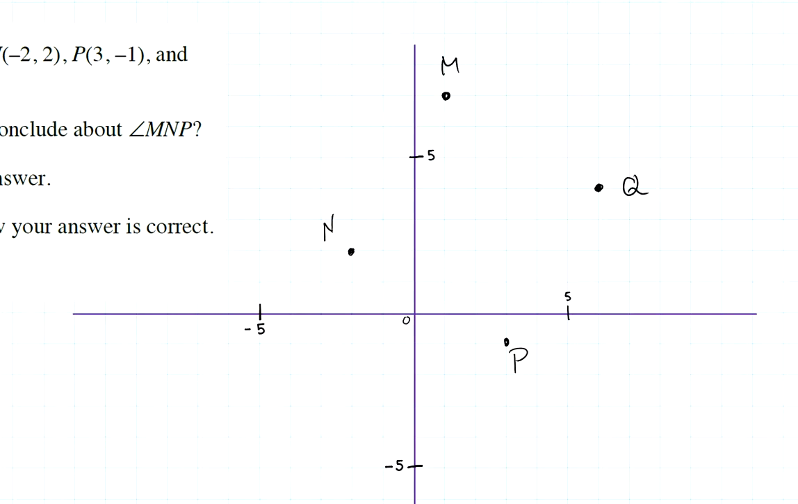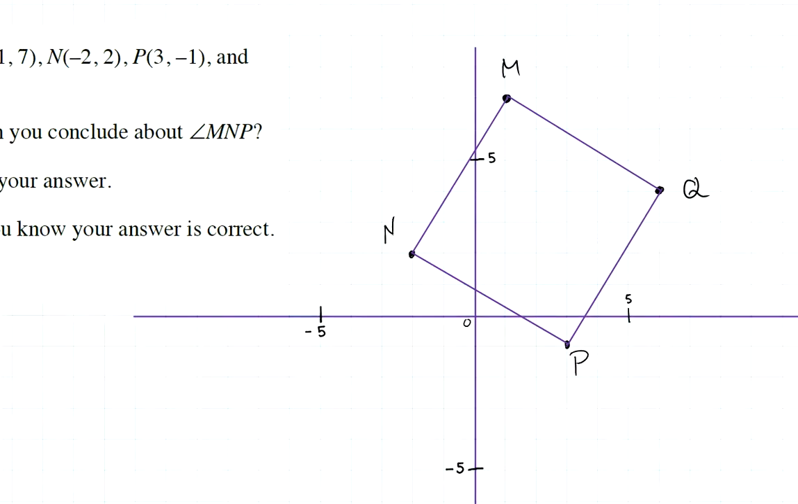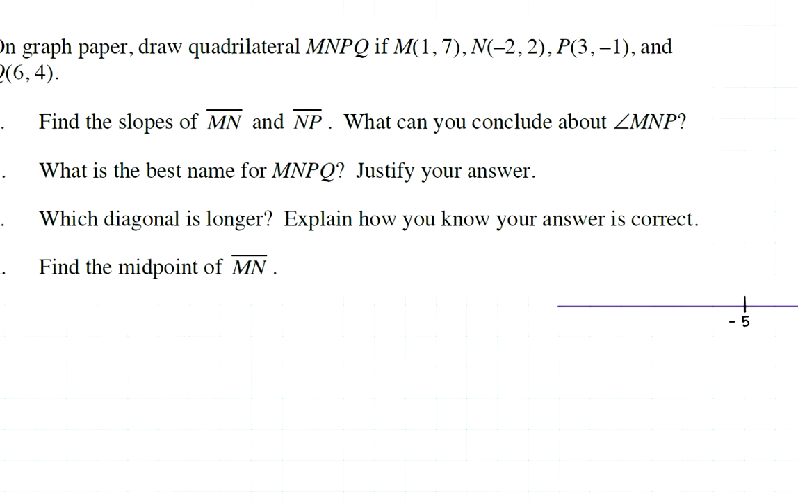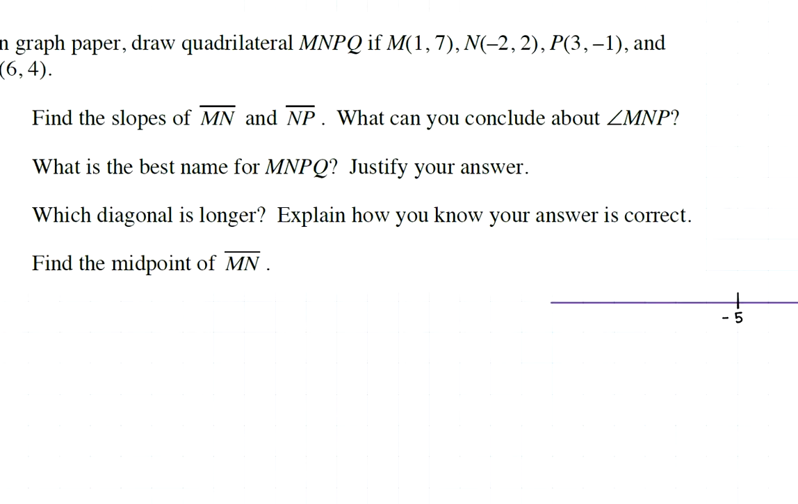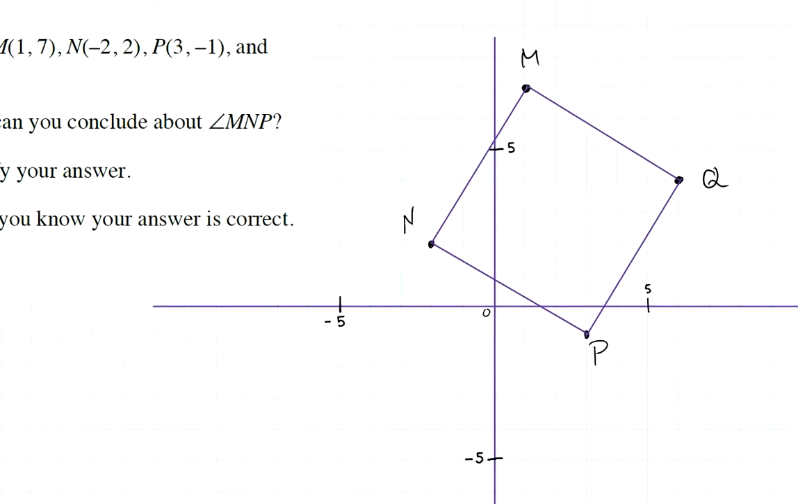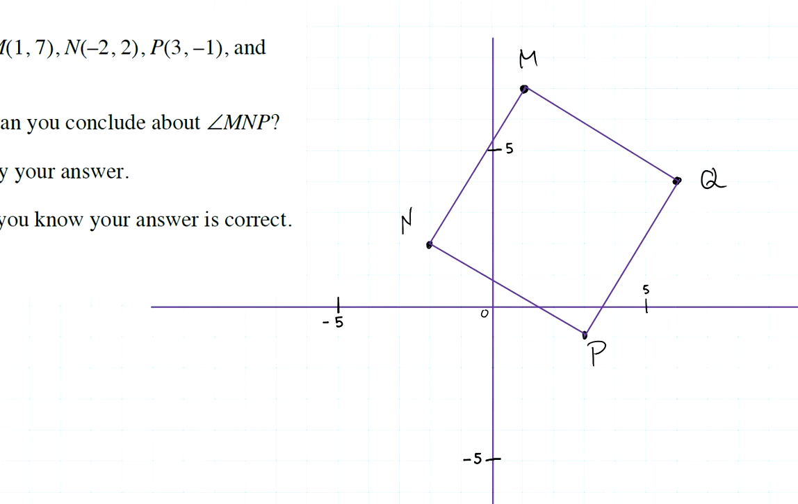So let me go ahead and grab the line tool and draw the line segments that connect those points. With the lines drawn, it definitely looks like it's a special quadrilateral, perhaps even a square. Let's move on here. Question A, I believe it just asks us to find the slope of two segments, MN and NP. So here's MN. We want to find its slope.